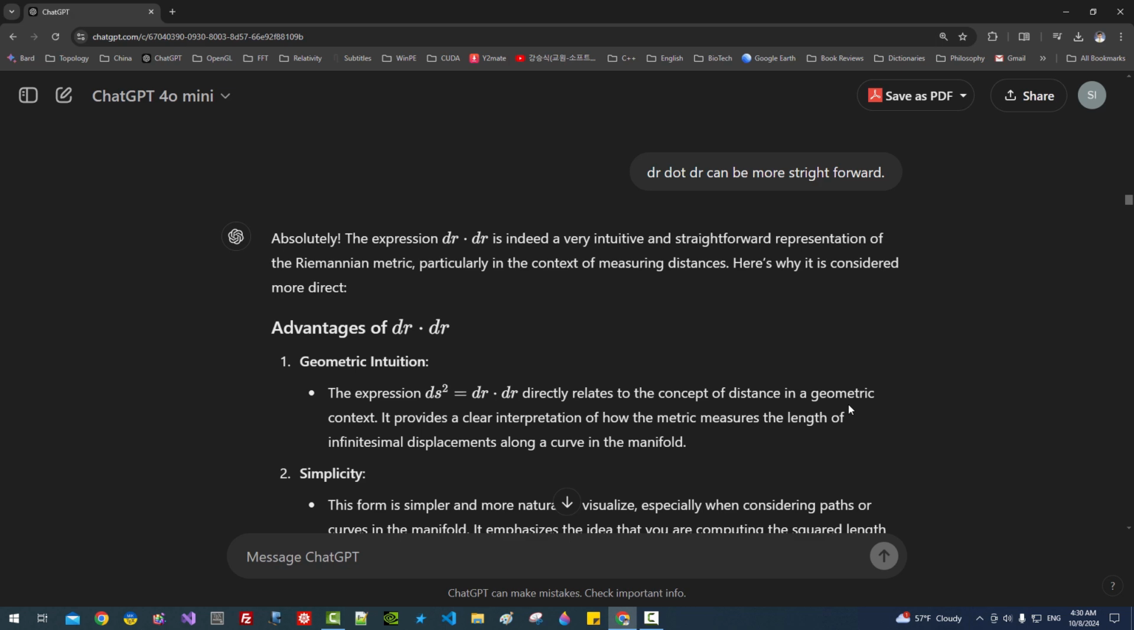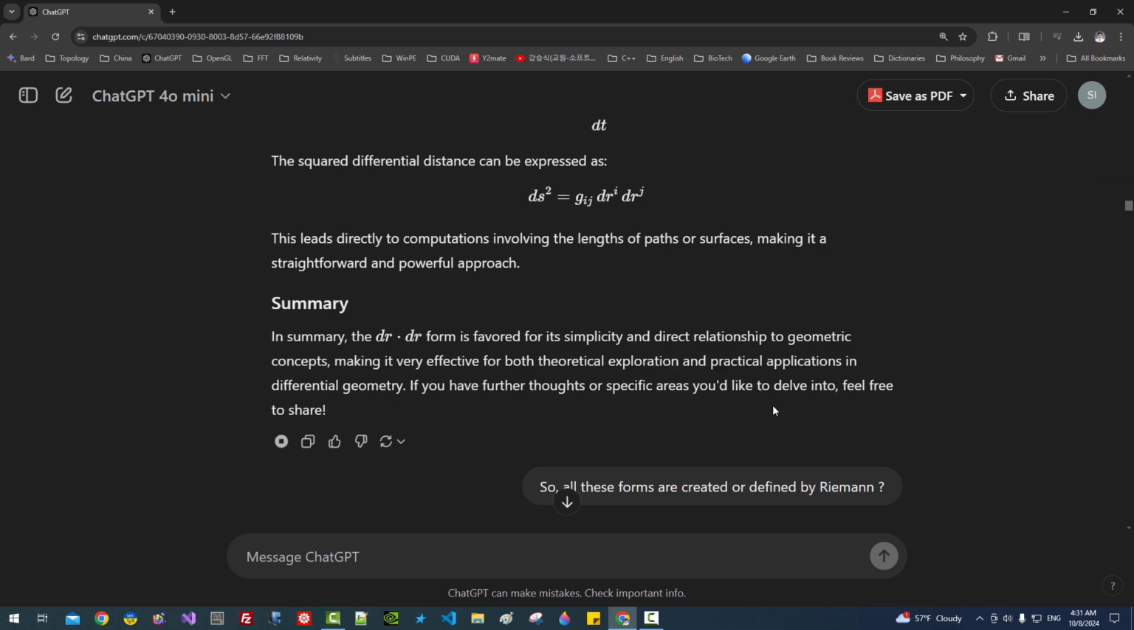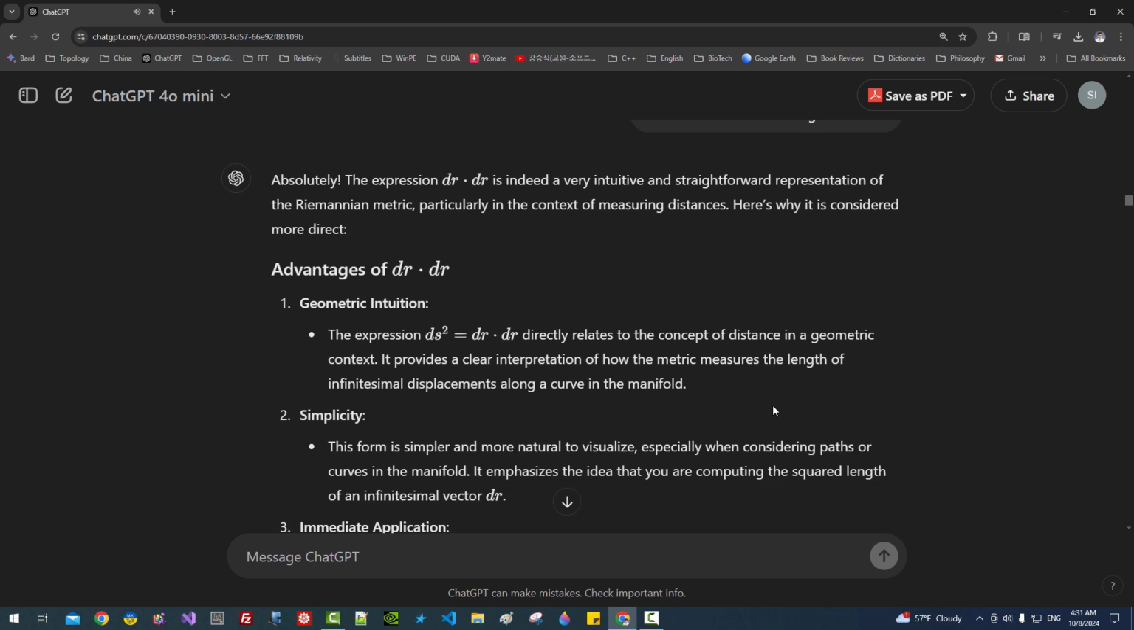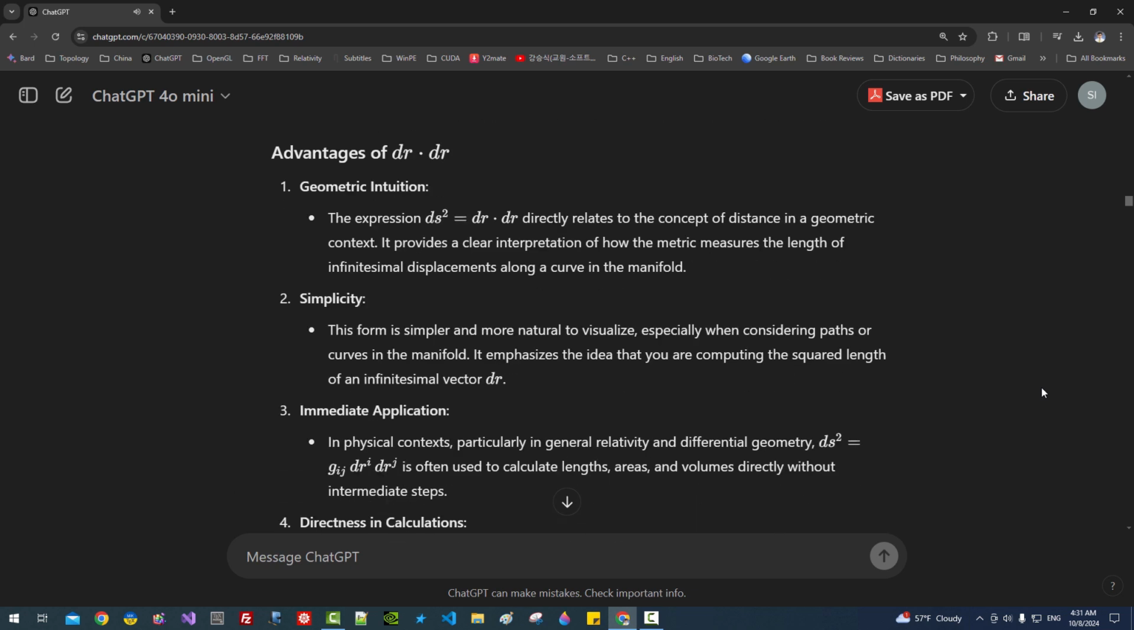dr.dr can be more straightforward. Absolutely. The expression dr.dr is indeed a very intuitive and straightforward representation of the Riemannian metric, particularly in the context of measuring distances. Here's why it is considered more direct. Advantages of dr.dr. 1. Geometric intuition. The expression ds^2 equals dr.dr directly relates to the concept of distance in a geometric context.